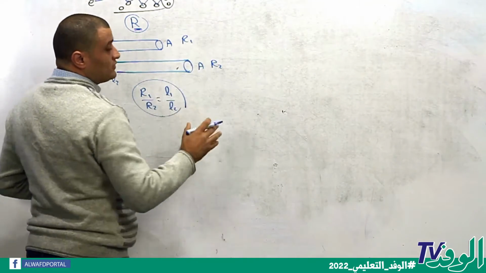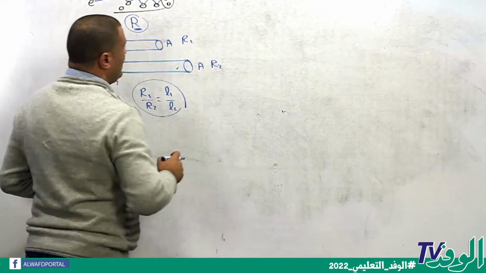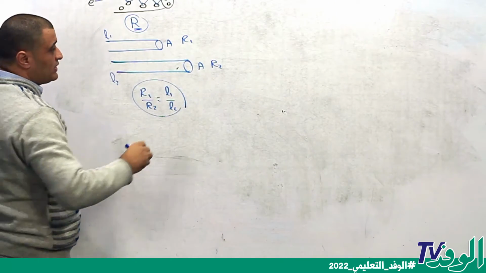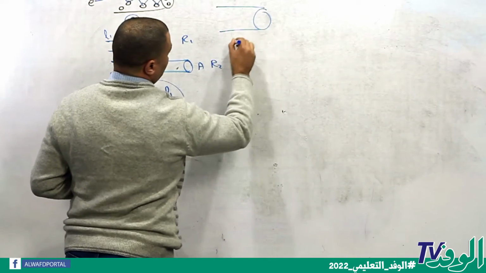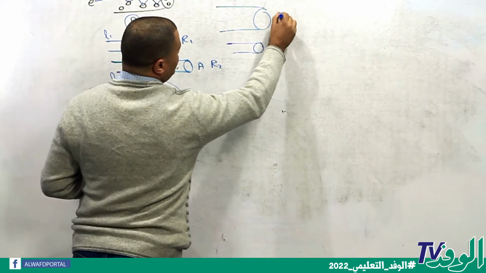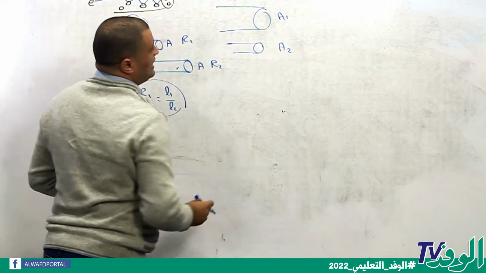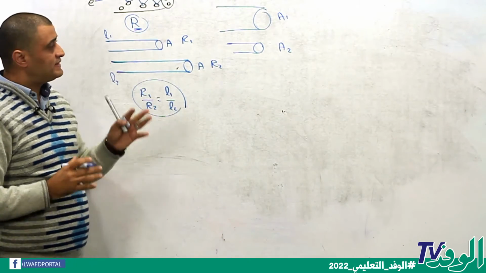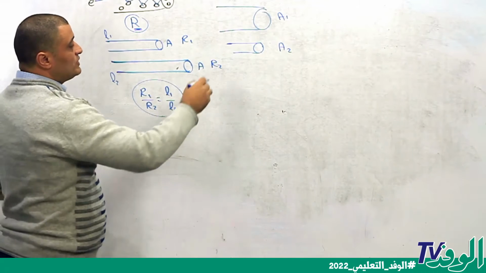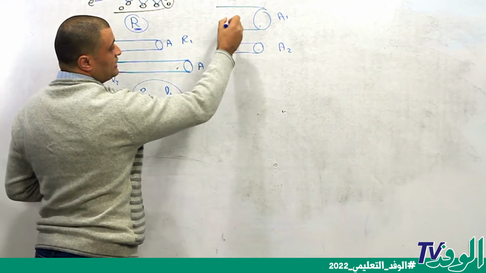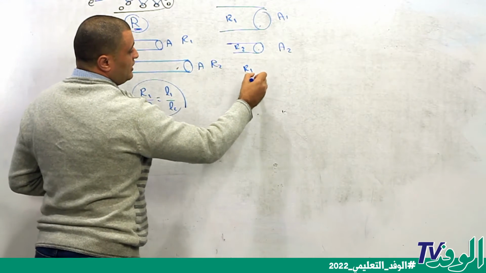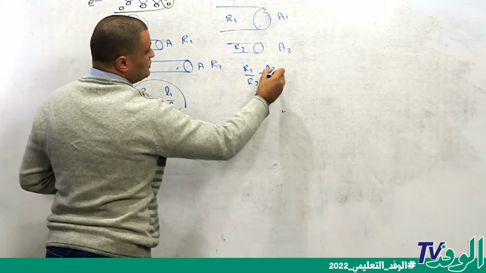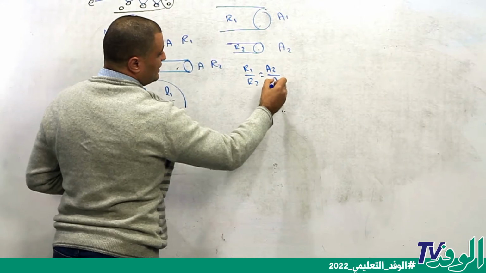Number two, the second factor which controls the electric resistance of a conductor is the area. Here we have area 1 and area 2, with the same length of wire and the same material, but different cross-section areas. This is R1 and this is R2, so R1 over R2 equals area 2 over area 1.